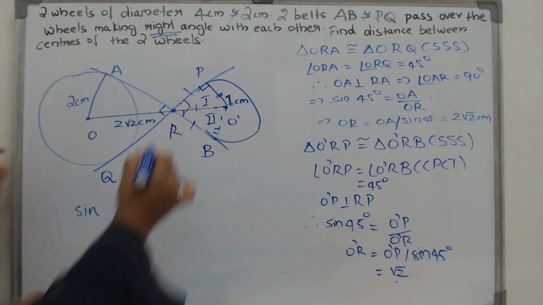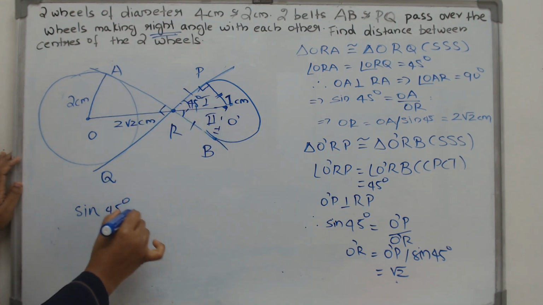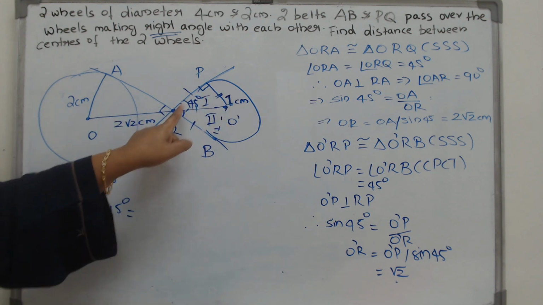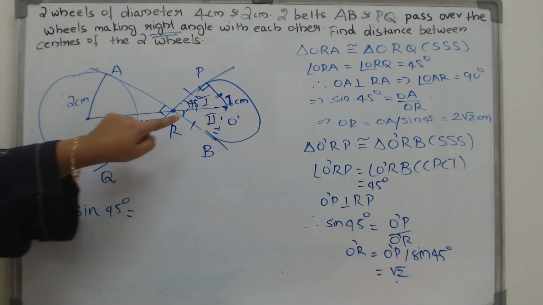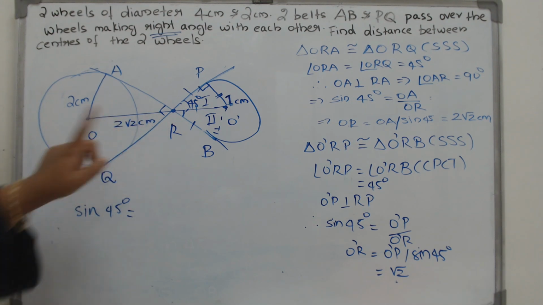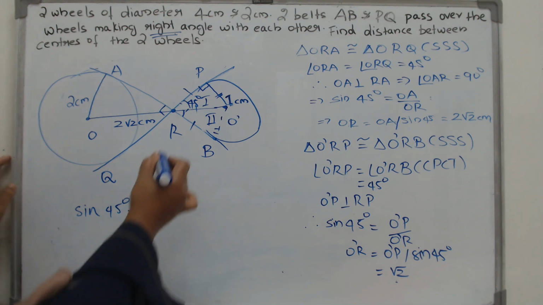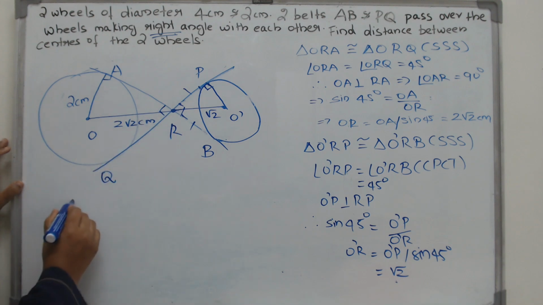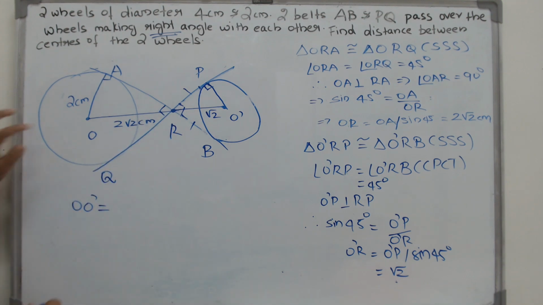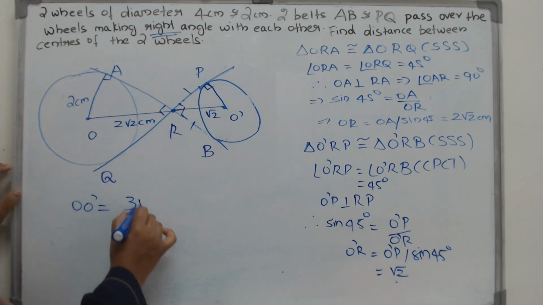So here you have 45 degrees. That means your sine 45 will be what? Its opposite side is O'P, and the hypotenuse is O'R. So applying this rule, you can get that your O'R is actually root 2. So this much is root 2. So what is your OO dash? It is 2 root 2 plus root 2. So totally it is 3 root 2 centimeters.